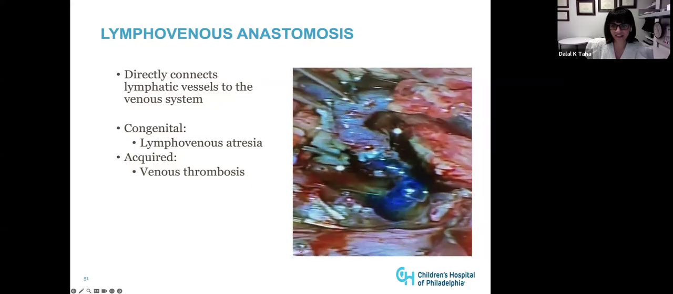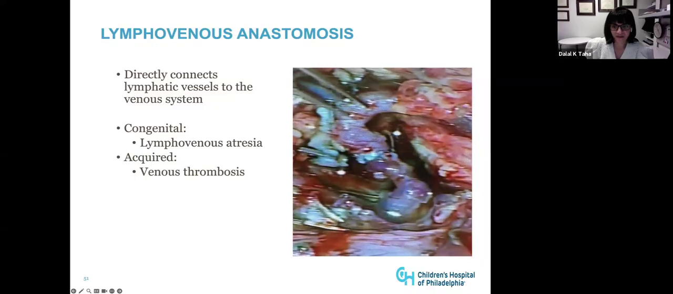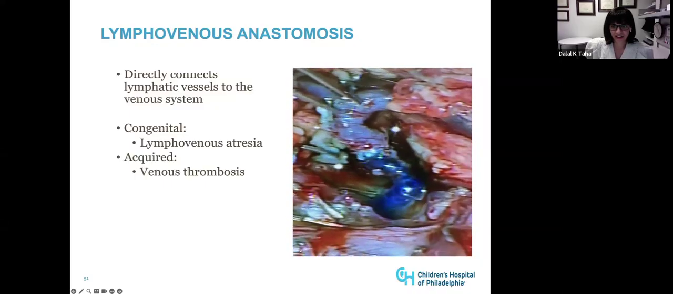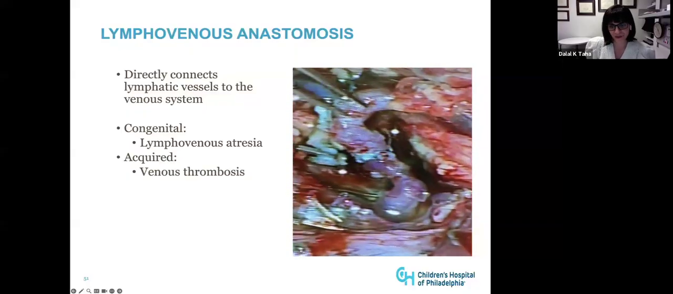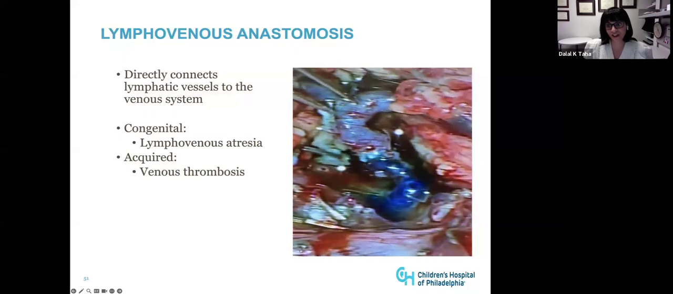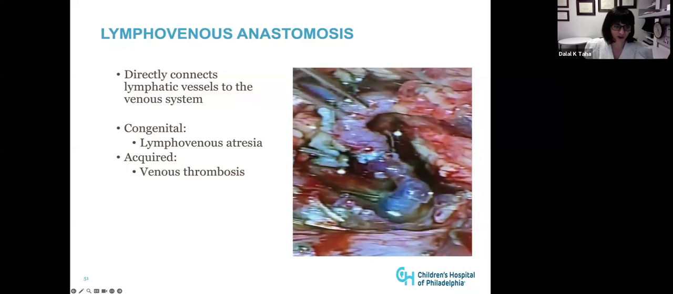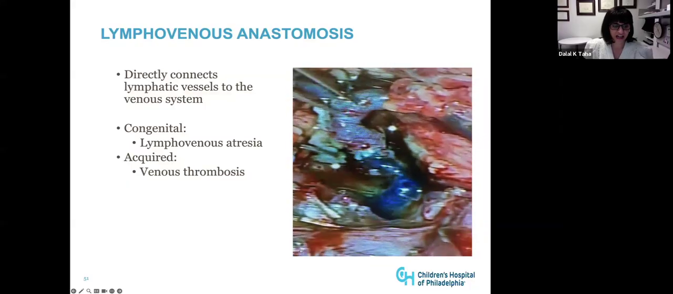This was the first LVA done on an infant here at CHOP. And it was quite successful. Technically, it's microsurgery, but it's not the most difficult surgery, and patients tolerate it really well if it's indicated for them. So for congenital causes, if you have an atretic connection, this works great.